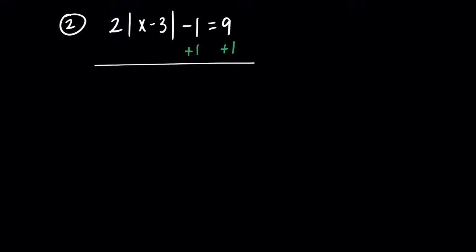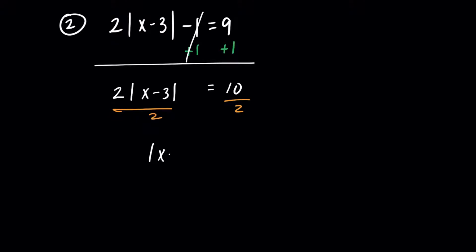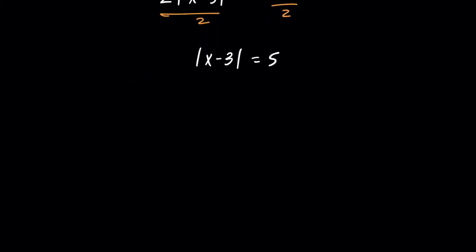And that will give me 2 times the absolute value of x minus 3. Those will go away, is equal to 10. And I will divide by 2 on both sides here. So now I'm left with the absolute value of x minus 3 is equal to 5. Now I can make my two cases, and that's what I'm going to do.